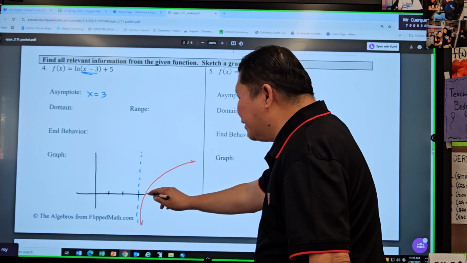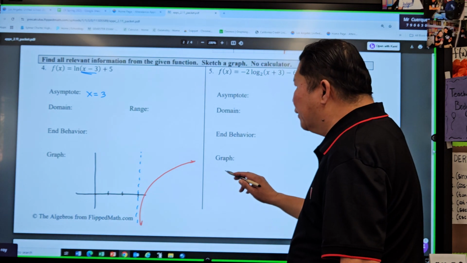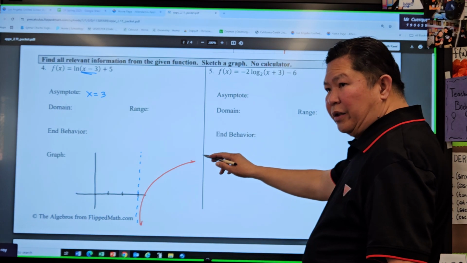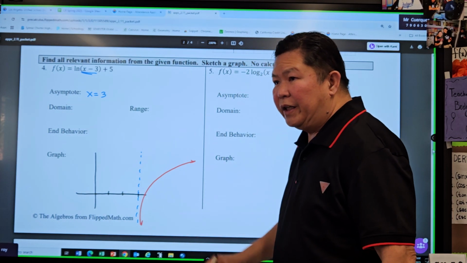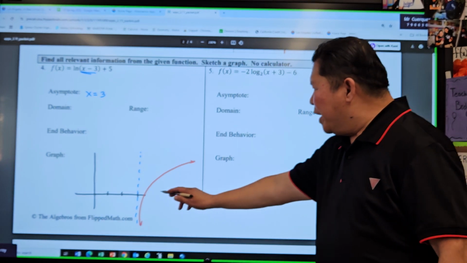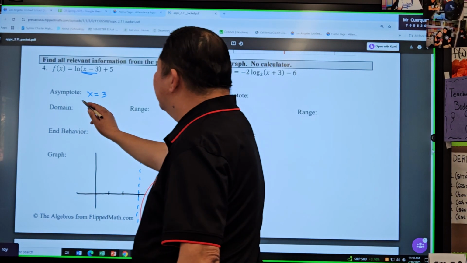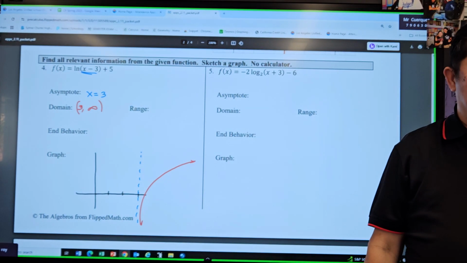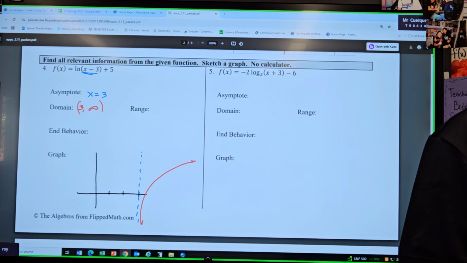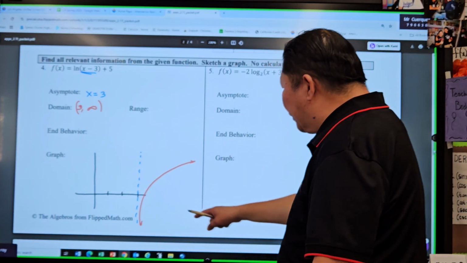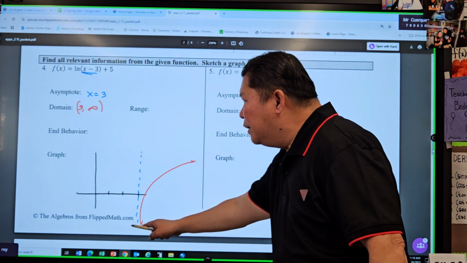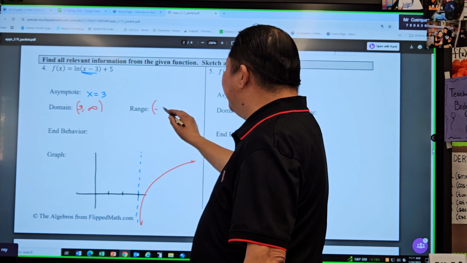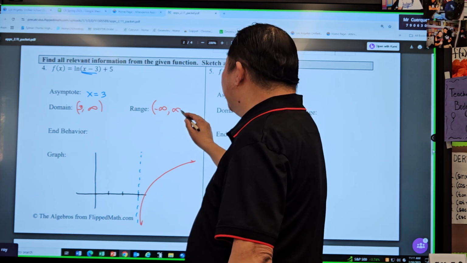This means as the value of x goes to infinity, the range is also going to infinity, and also to negative infinity. That's the range. But the domain starts at 3 all the way to positive infinity. You get me, guys? So therefore the range, the value of y, is coming from negative infinity all the way to positive infinity.